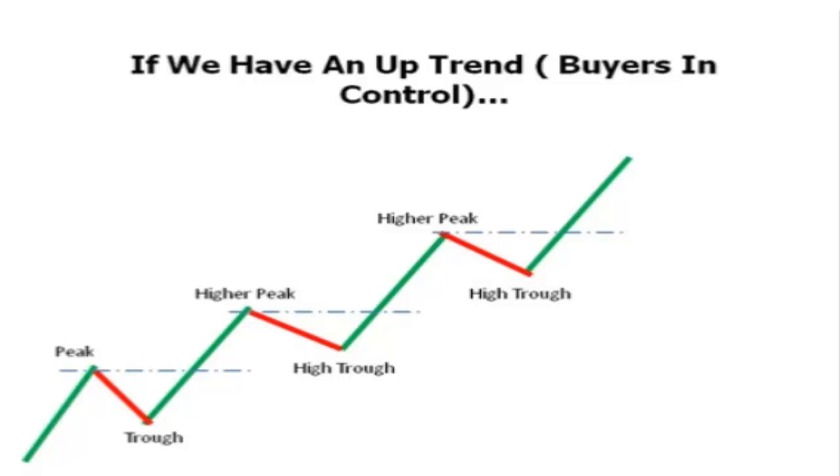And so if the buyers are in control, which one do you think would be more high probability to do? Would it be to buy it or short it, meaning sell it, meaning you want the market to go down? The more high probability, right, would be to buy it. Why? Because the buyers are in control. Yes, we have small little pullbacks, okay? But the ultimate direction is on the upside. We're getting higher peaks, higher troughs. The buyers keep pushing it up. And so therefore, we want to be staying on the buy side.